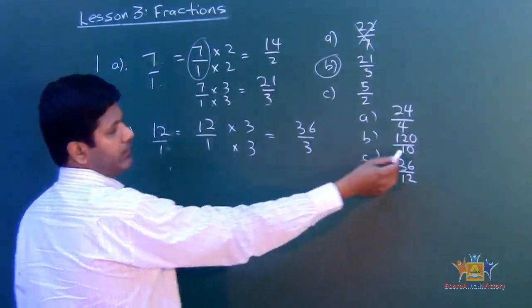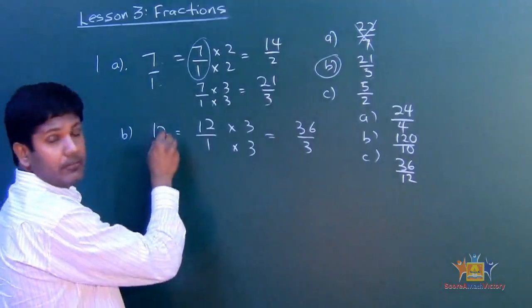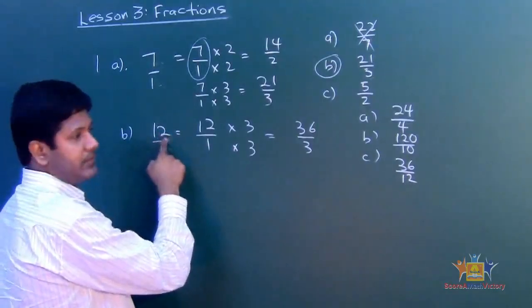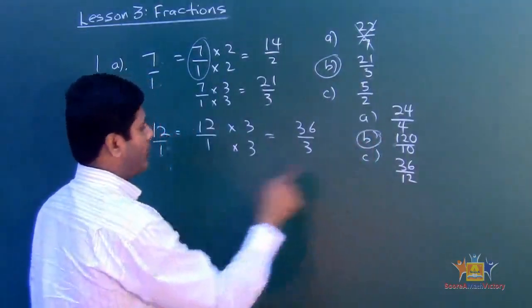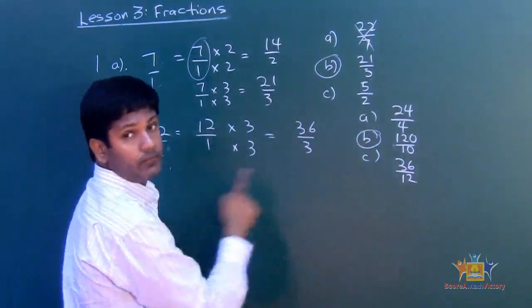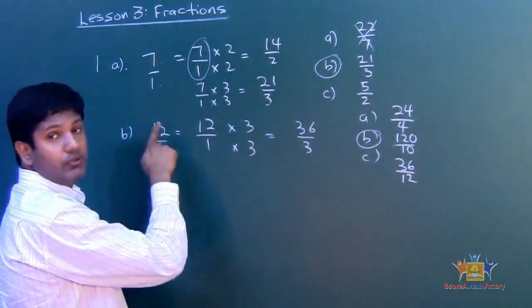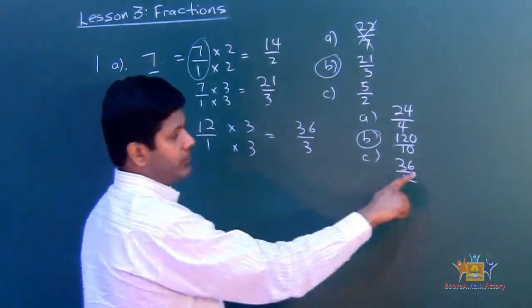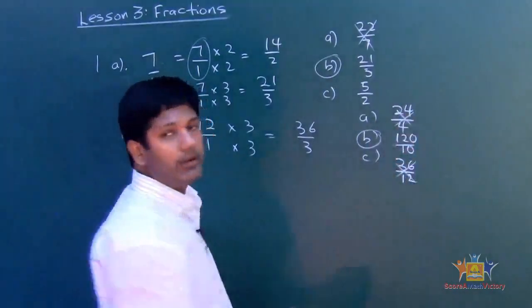Let's look at the second one. 1 times what gives me 10? 1 times 10. So if I multiply 1 by 10, I have to multiply 12 also by 10. So 12 times 10 is 120, right there. See that? Now look at that. 1 times what gives me 12? 12, isn't it? 12 times 1 is 12. That means I'm going to multiply 12 by 12. 12 times 12 is 144. This one gives me 36. So not this one, not that one. So that one right there.